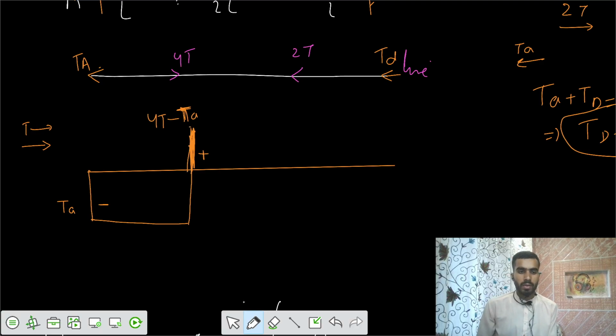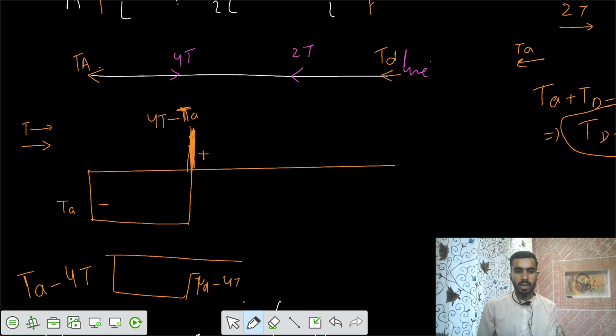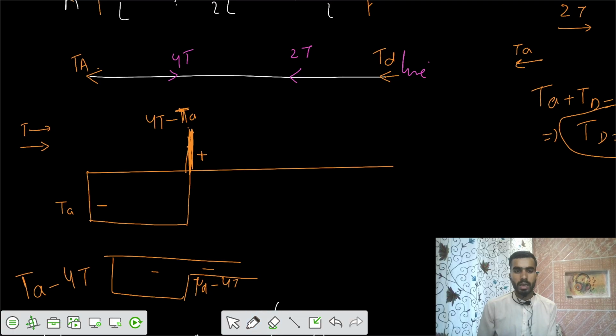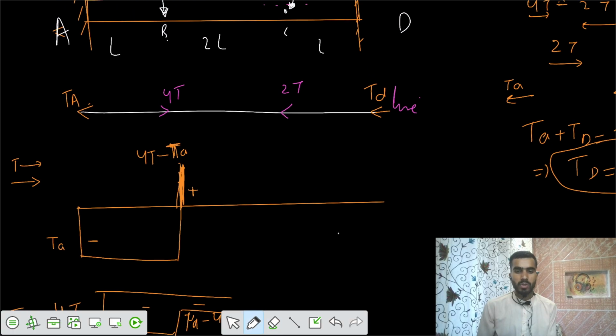If it was some value of TA minus 40, then you have to go only below the line. So this was TA minus 40, and you should have gone in this way. If you go to the value of 40 minus TA, you have to show it on the top, the positive side of the diagram. 40 minus TA, then after that there is a 2T decrease, then finally it would become 2T minus TA.